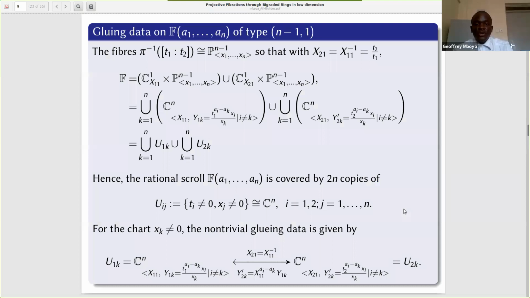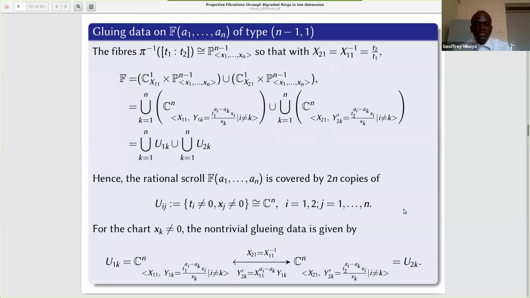Gluing data on scrolls, straight scroll fibered over P1, is such that we can just look at it in the affine covers of P1, sorry. So P1 is covered by 2 copies of C1, and the fibers Pn minus 1 are also covered by n copies of Cn, sorry. So if you look at all the 2 affine pieces, then someone can see that the scroll is covered by 2n copies of affine Cn spaces.